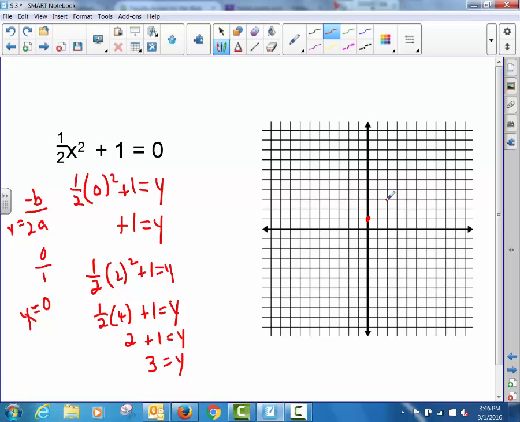So we're right here. And I forgot to put the axis of symmetry down the middle here. And if this is 2 away on this side, it's going to be 2 away on this side. So we have our graph now. And how many solutions does this one have? This one has no solutions because it will never cross the x-axis. Okay?